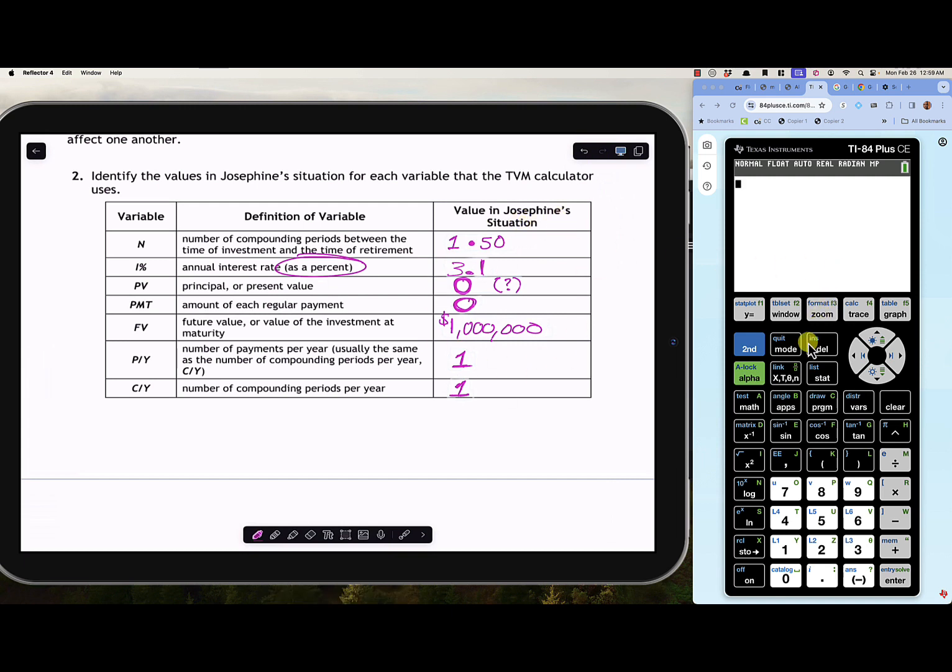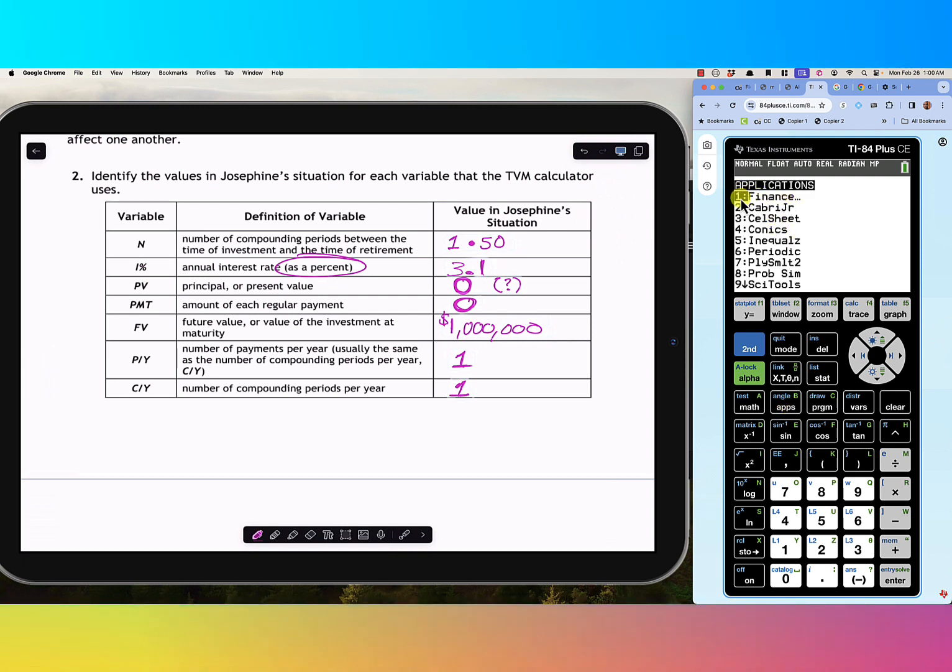All right, so what you'll do is press the apps button right here, apps button, and then you'll go to number 1, finance. So you can just select the 1 button, or you can press enter. I'm just going to hit the 1 button there. And then line 1 again is TVM solver. That's what we want. So select the 1 button or enter.